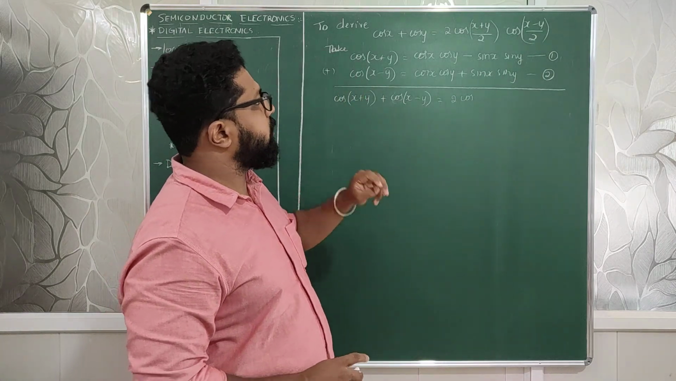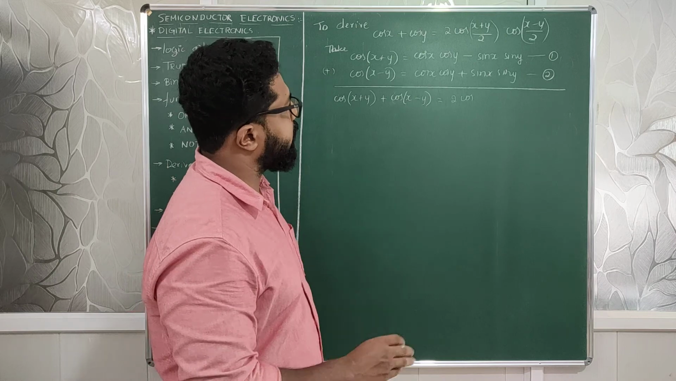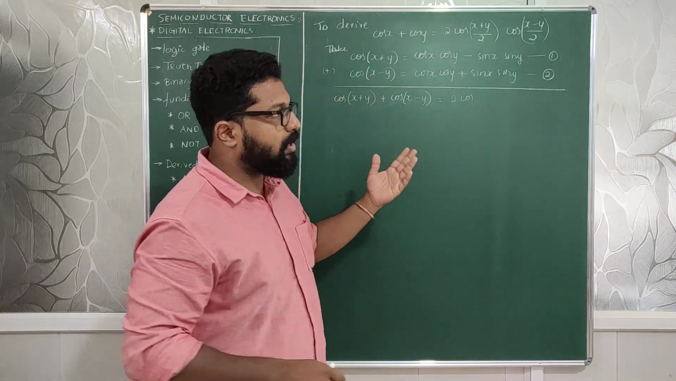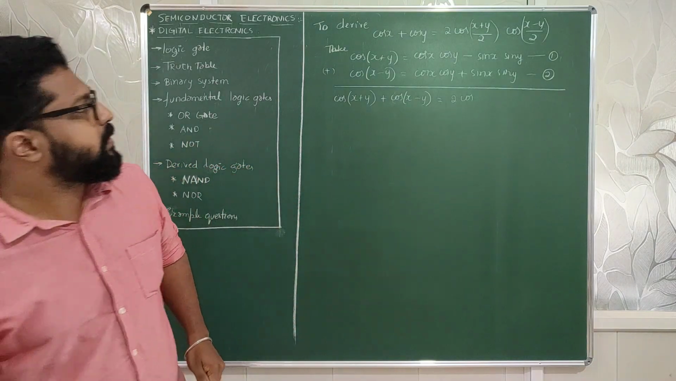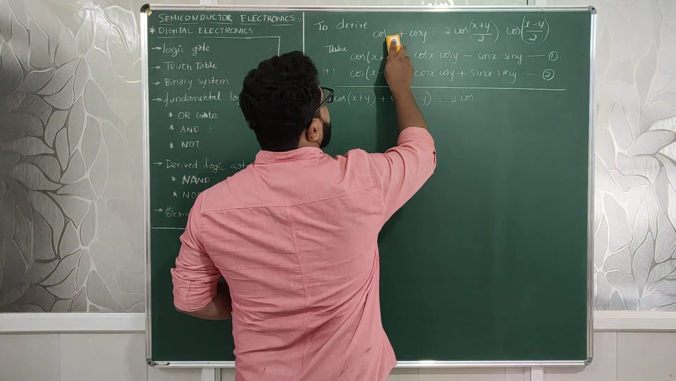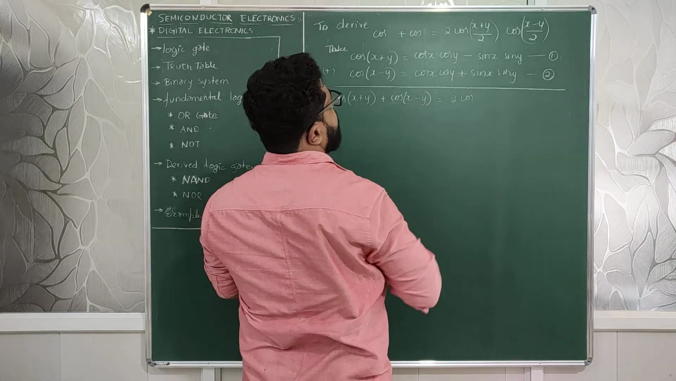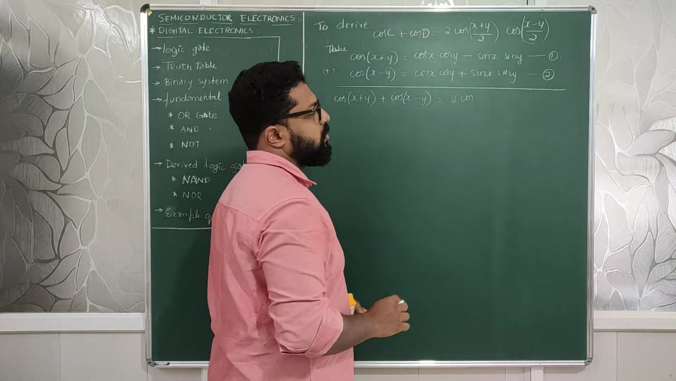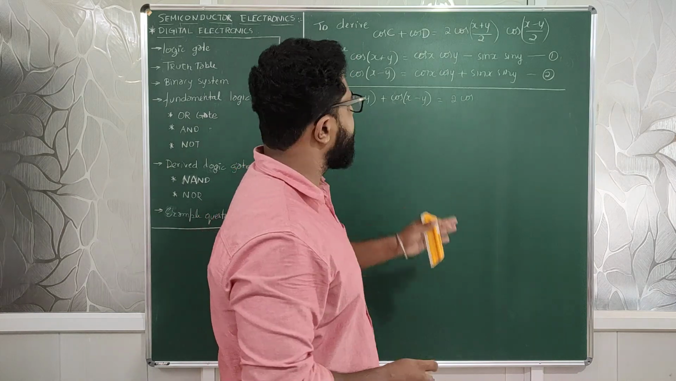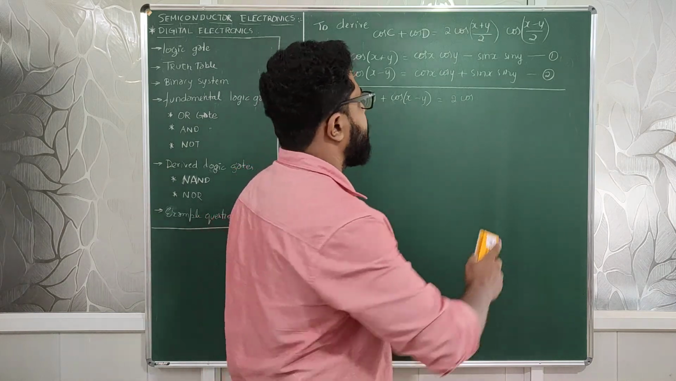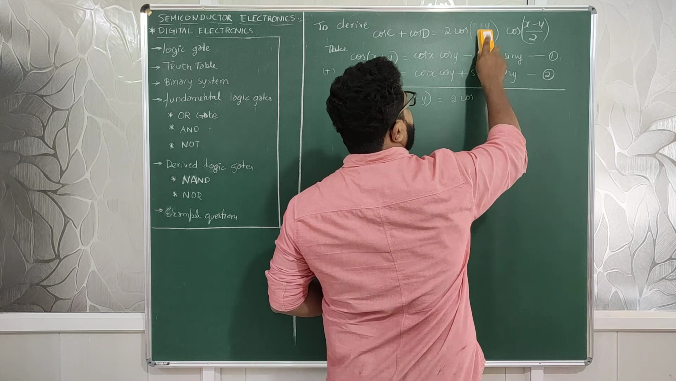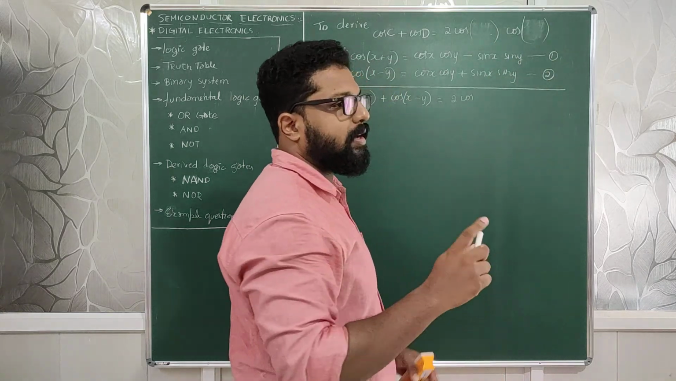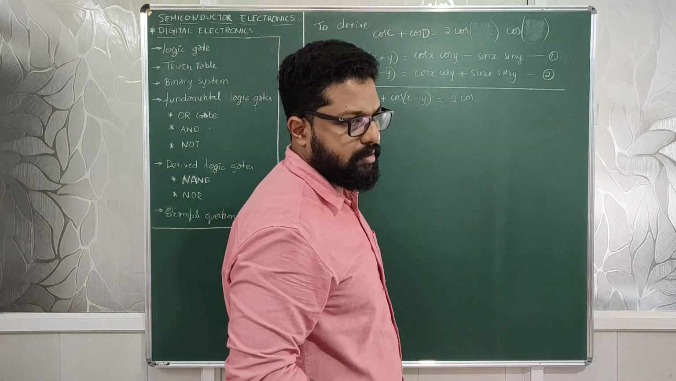For that, let us think of it in a different way. The textbook has given x and y, but I would like to derive it in a different way. Cos C plus cos D. You can take it as A and B also, but I would like to take it as C and D, because later you should not have a problem with the A, B signs whenever they come in the equation.